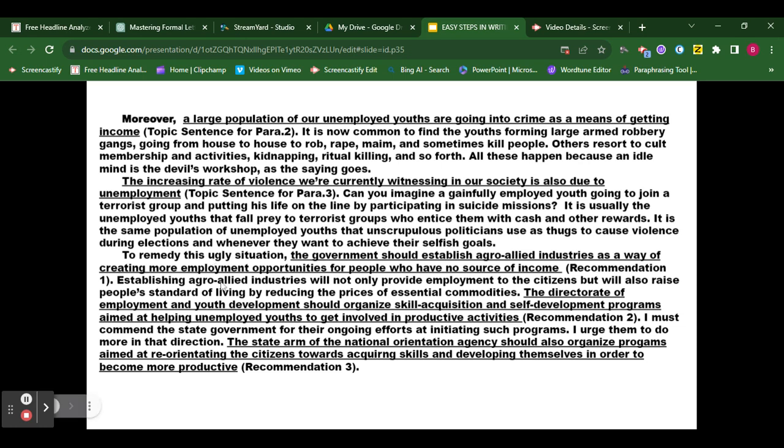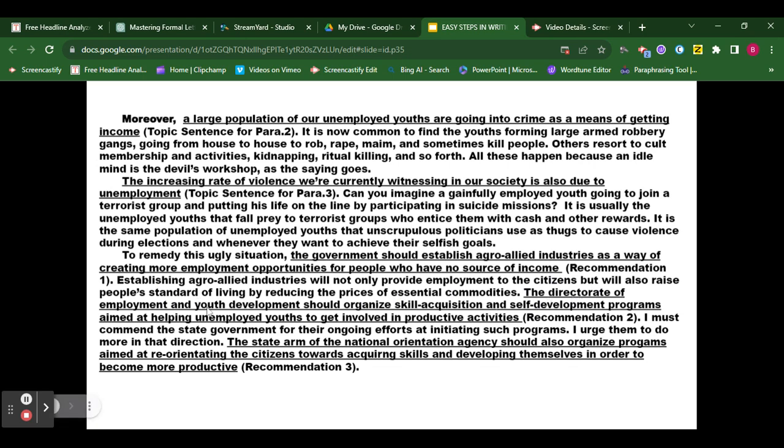Now, the remedy. To remedy this ugly situation, the government should establish agro-allied industries as a way of creating more employment opportunities for people who have no source of income. This is recommendation number 1, very important. Establishing agro-allied industries will not only provide employment to the citizens, but will also raise people's standard of living by reducing the prices of essential commodities, please.